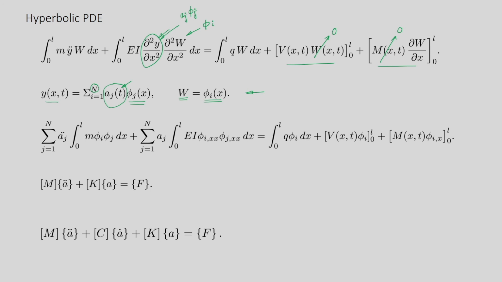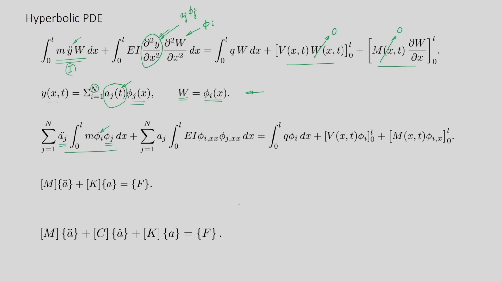So here I have written it out, so let us go one by one. Here we have substituted y by aj phi j. Now phi j is a function of x and aj is a function of time, so we will have the second derivative of aj with respect to time. And since aj doesn't depend on x, we have taken it outside the integral. We have written aj double dot phi j, which represents y double dot, and phi i represents w. So we get this term from the first term here.